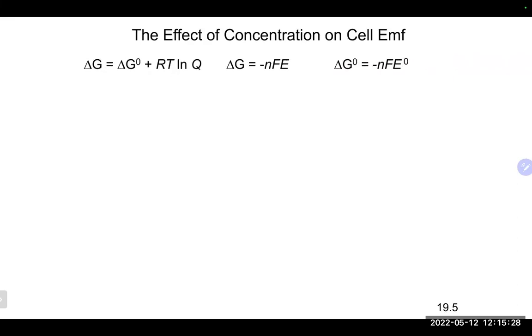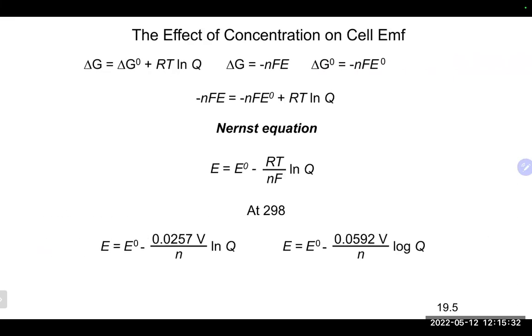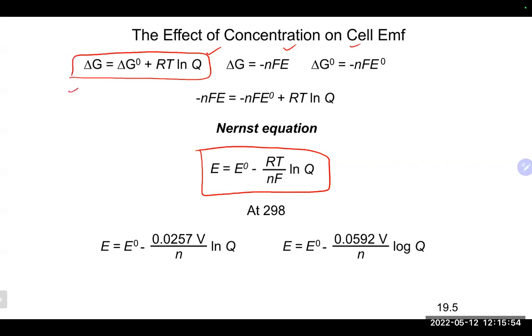So let's talk a little bit about the effect of concentration on your cell voltage. This is what is sometimes referred to as the Nernst equation, that's this one right there in the middle. The Nernst equation is built off of all these other equations we saw previously, much like the delta G equation we saw in the last chapter. You could think of it as delta G under some non-standard conditions.